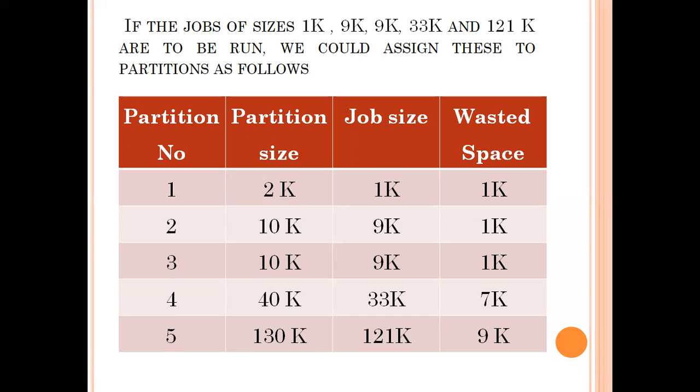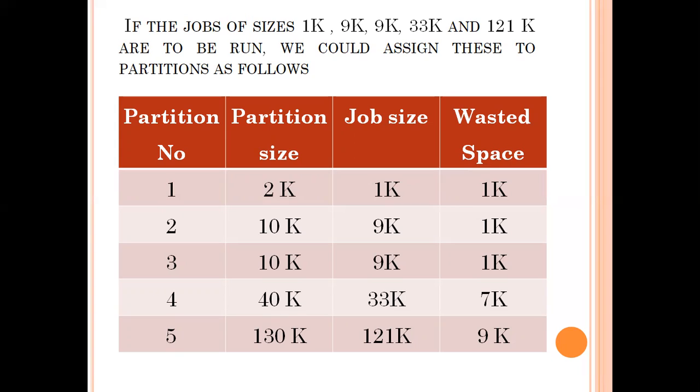Sorry, the second job is 9K. Then you can make a partition of size 10K. Third job, size 9K. You can make a partition of size 9K. Fourth job is 33K. You can make a partition of size 40K. For the last job of size 121K, you can make a partition of size 130K.